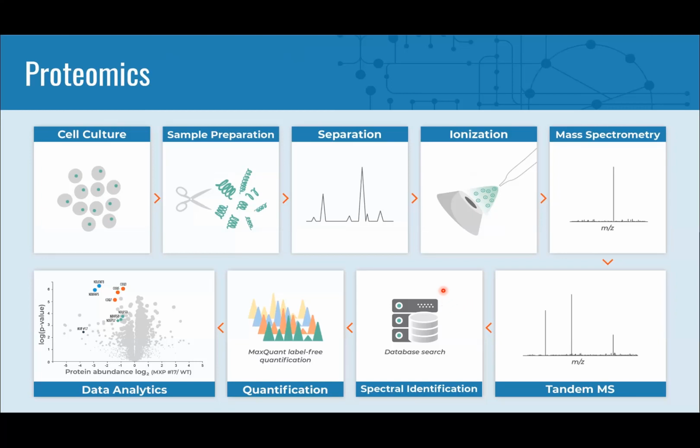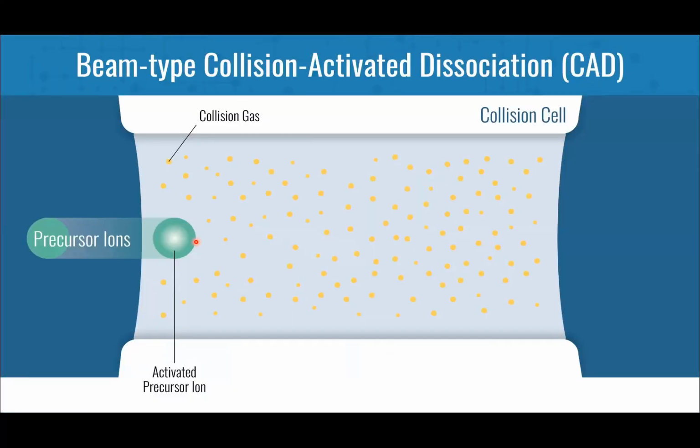So back to the diagram here. We're going to do this in iteration. Sorry, that one's out of order. Let's now focus on the collision activated dissociation, which is what most of you will be using. So I just wanted to give you a sort of high level cartoon diagram of what's happening.